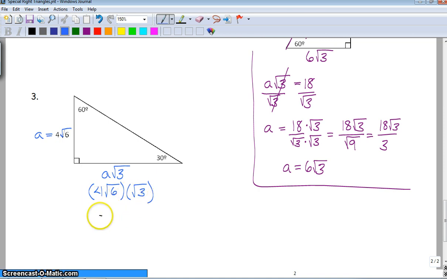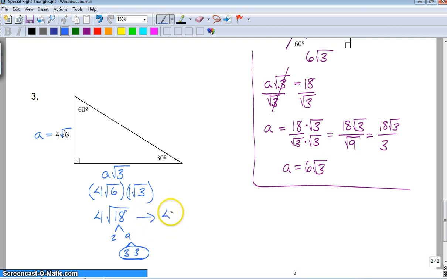4 I cannot multiply with anything, or you could multiply it with a 1. So you just have 4 on the outside. Square root of 6 times the square root of 3 is the square root of 18. Check to make sure that you can simplify the square root of 18. So I have 2 and 9, 3 and 3. A pair of 3's come out.